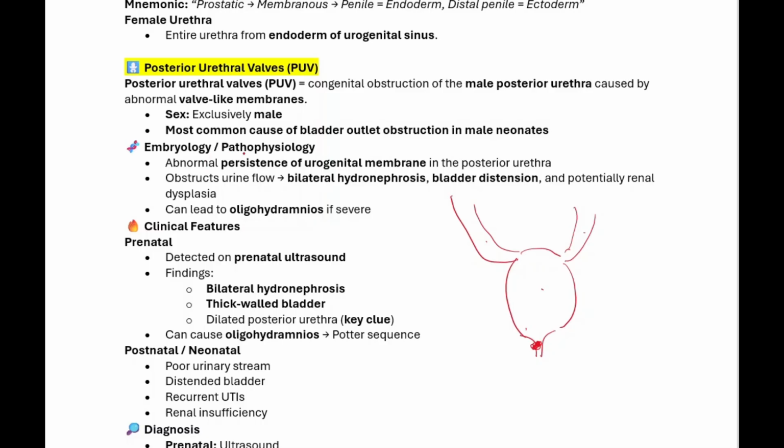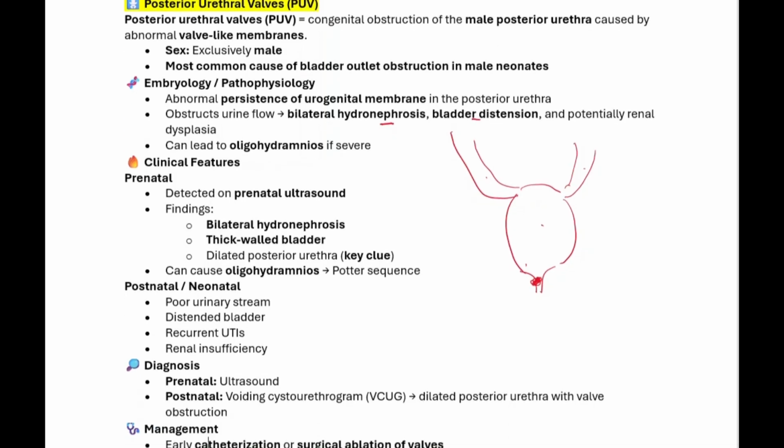When we look at the embryologic pathophysiology, there is abnormal persistence of the urogenital membrane in the posterior urethra, and that obstructs urine flow. That could lead to bilateral hydronephrosis, bladder distension, and potentially renal dysplasia. And this could lead to oligohydramnios if it's severe.